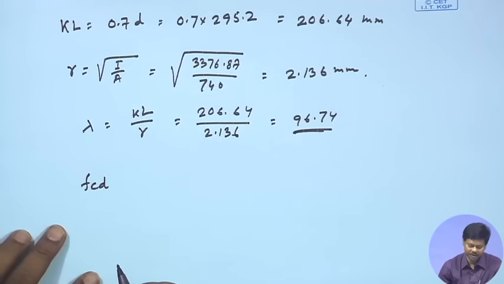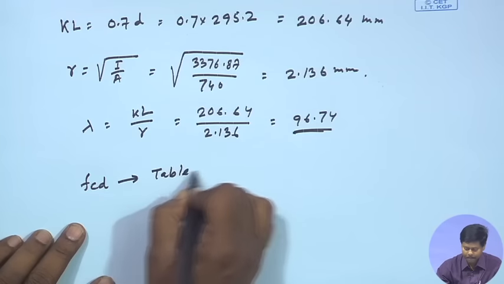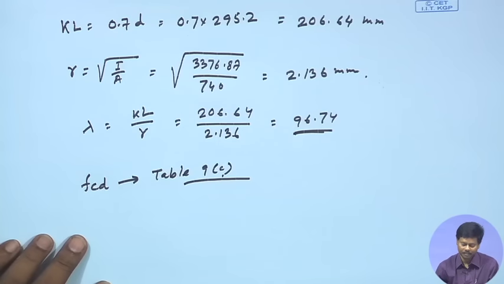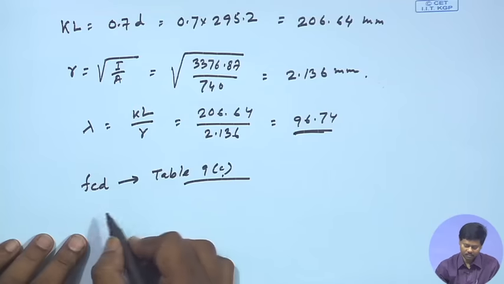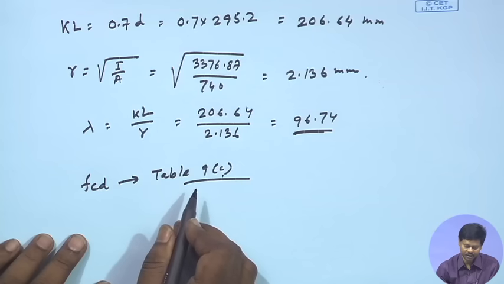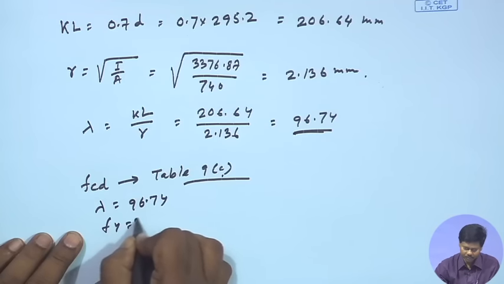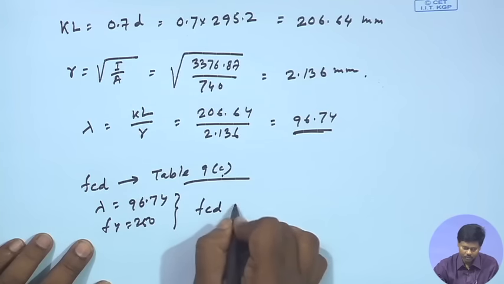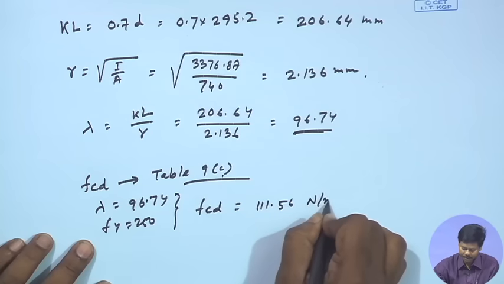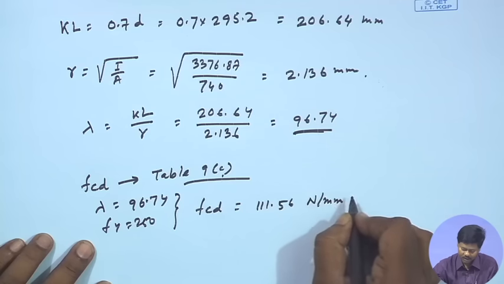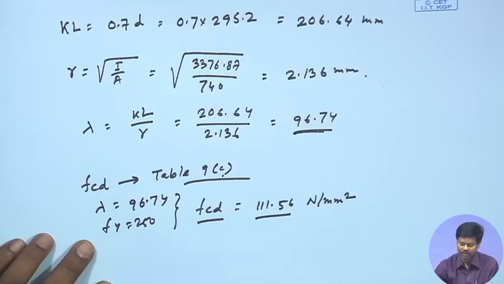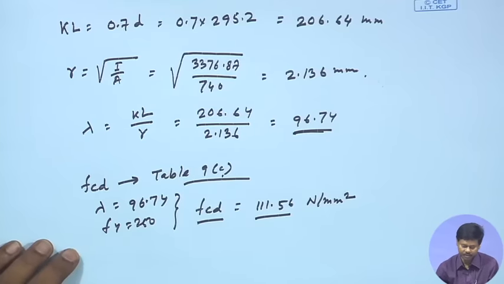96.74. So, if slenderness ratio is 96.74, then we can find out the compressive stress of the web, FCD, design compressive stress, and that can be found from table 9C of IS 800:2007, because here buckling class is C. According to this we will follow table 9C, and for lambda equal to 96.74 and Fy equal to 250, we can find out the FCD value as 111.56 Newton per millimeter square, through interpolation of the data given in the table.